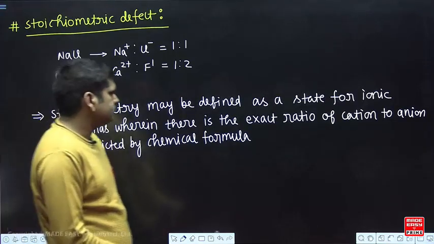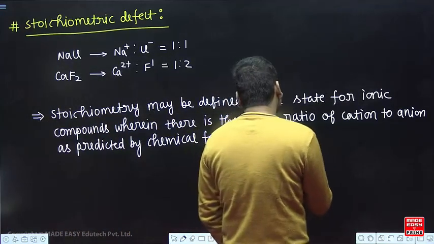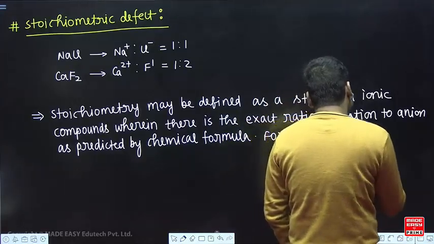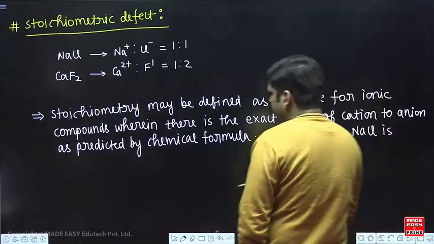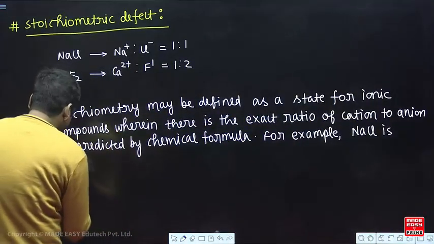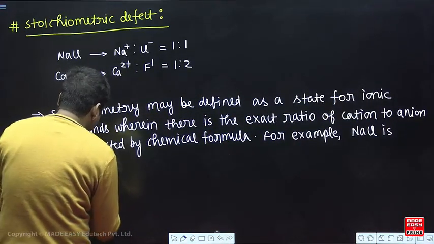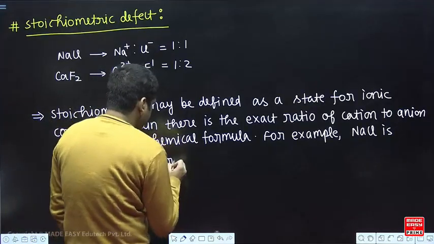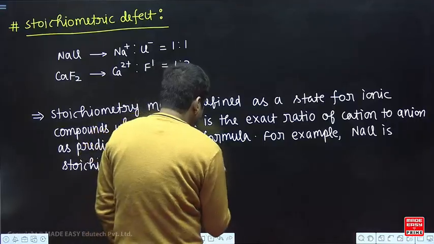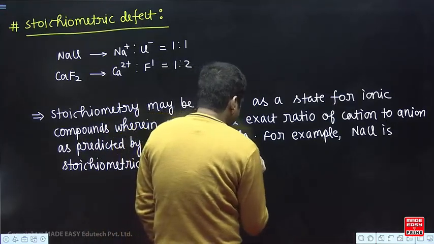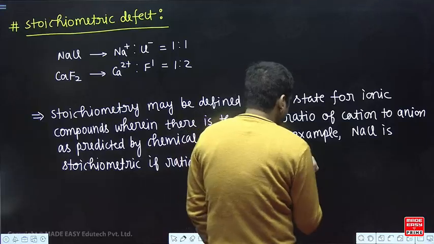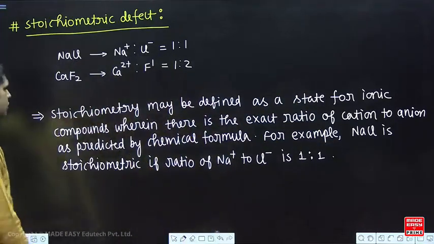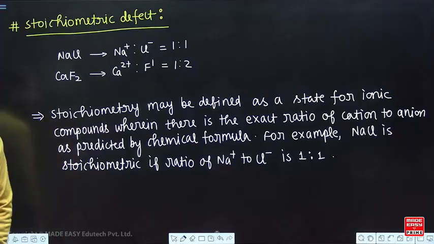For example, NaCl is stoichiometric if the ratio of Na+ to Cl- is 1:1. This has been asked in Engineering Services.